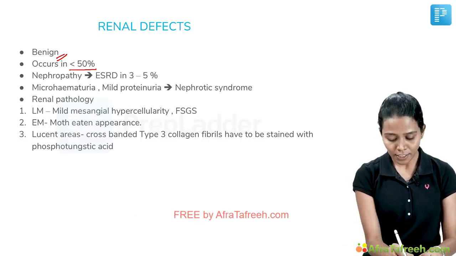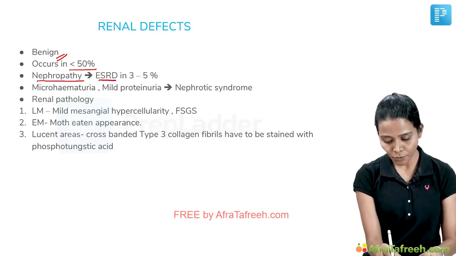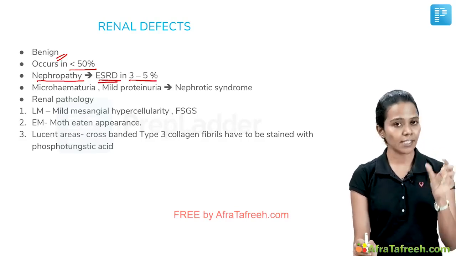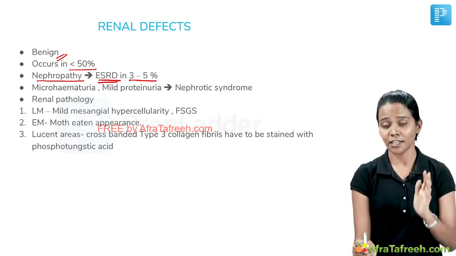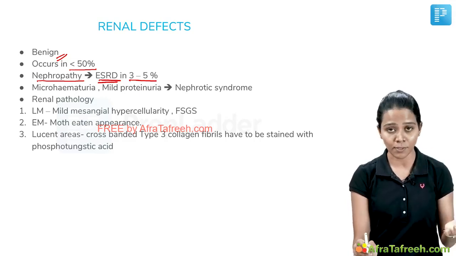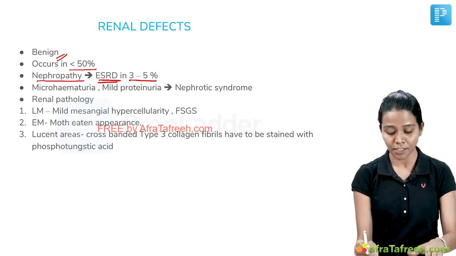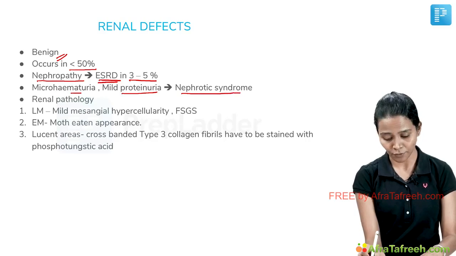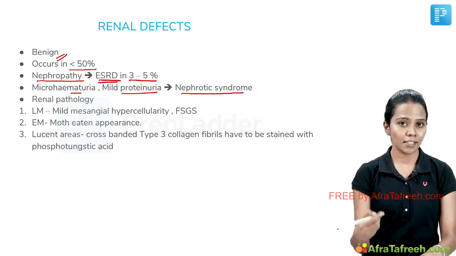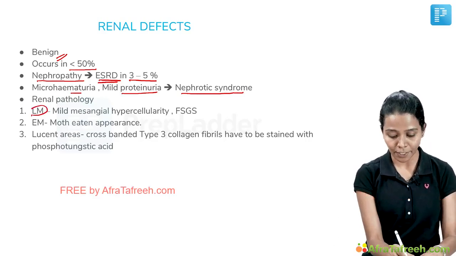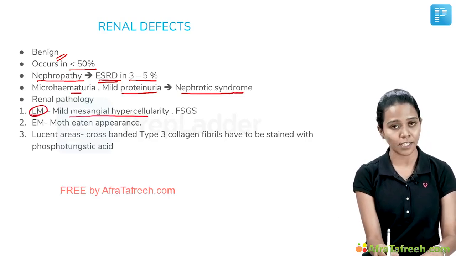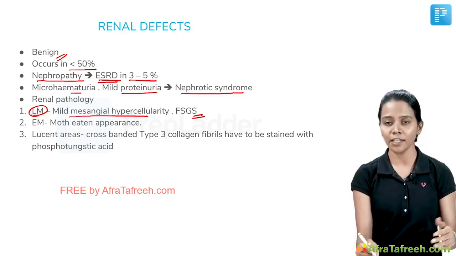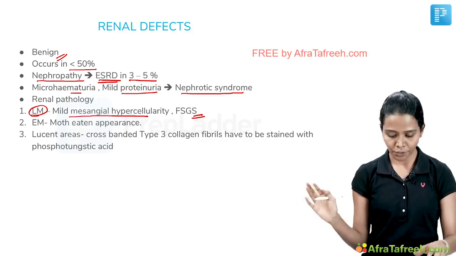Okay, generally nephropathy happens and it progresses to ESRD in 3 to 5% of patients only. Kidney disease is seen in 50%, but ESRD, that is end stage, dialysis requiring or transplant requiring, is seen in only 5% of patients. Generally, microhematuria or proteinuria occurs, which progresses to nephrotic syndrome. What happens in renal pathology? In light microscopy, there is going to be mild mesangial hypercellularity and there is going to be FSGS, which is the terminal event in any glomerular disease that is going into CKD.